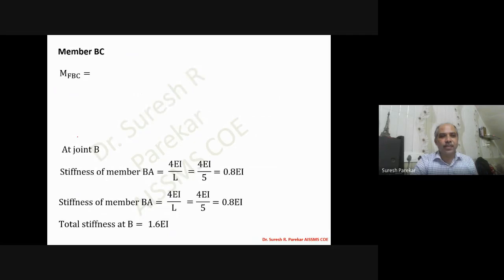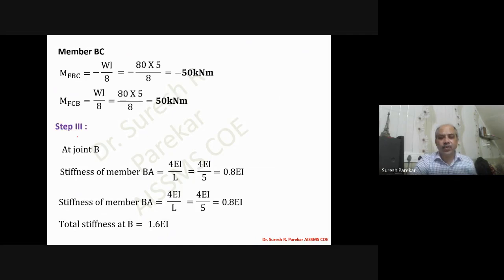Now we have member BC. We have minus WL by 8, which is minus 50 kilonewton meter. MFCB is WL by 8, which will be 50 kilonewton meter. Now this would be step 3 if we consider static indeterminacy, but we need not require it, so I will say step 2 only.